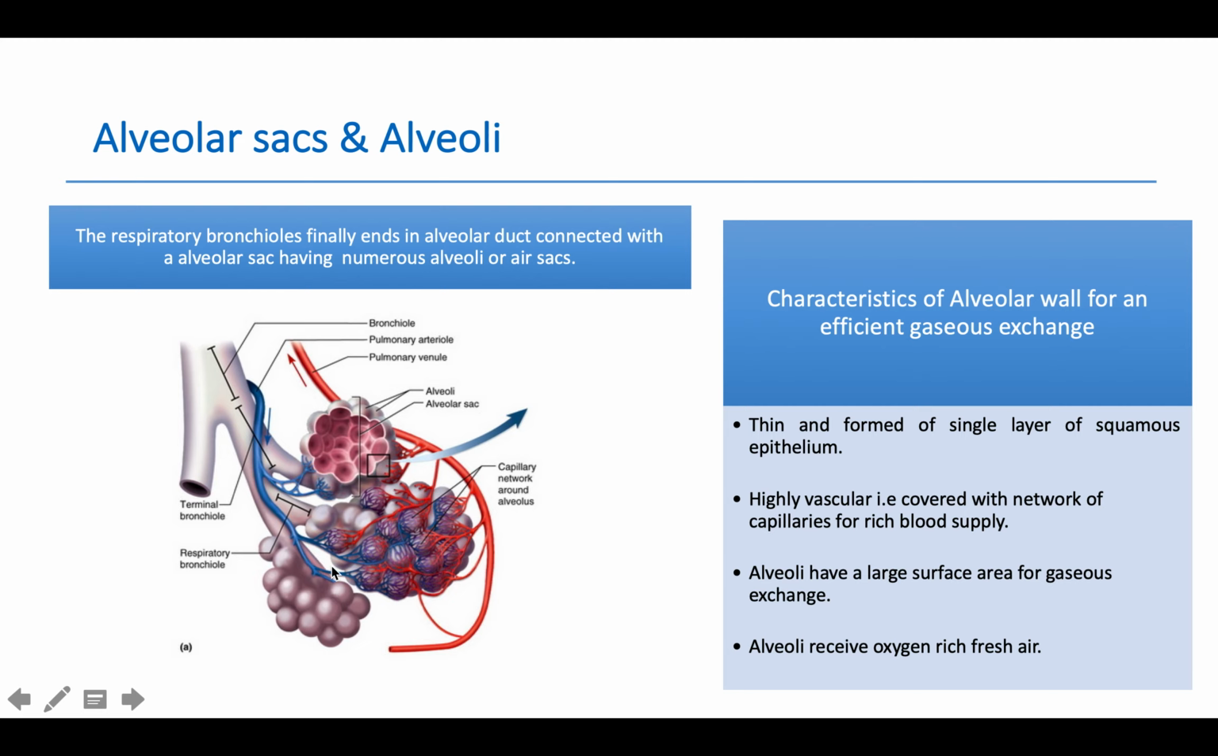These are highly vascular. It means they are covered with a large number of arteries and veins. They provide a rich supply of blood for diffusion of gases.